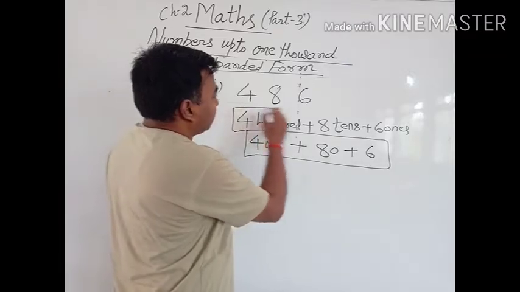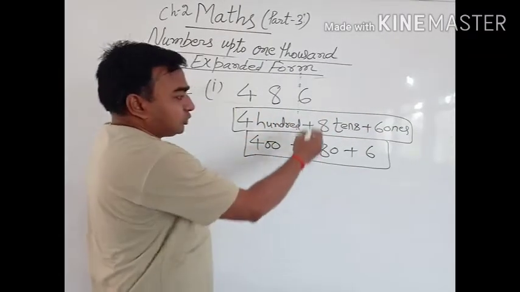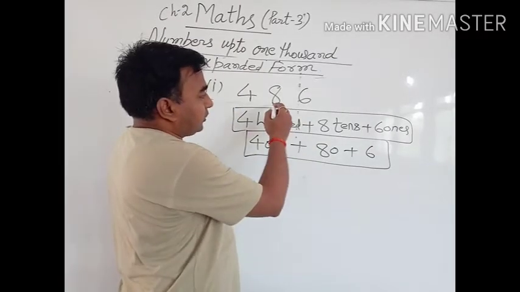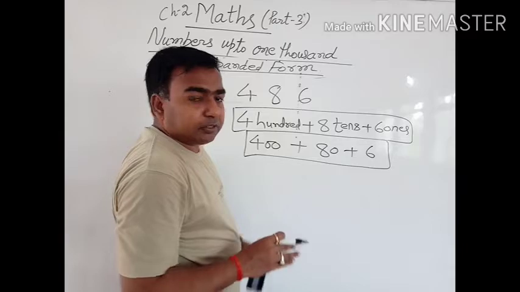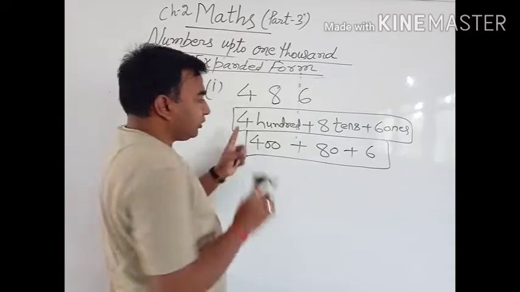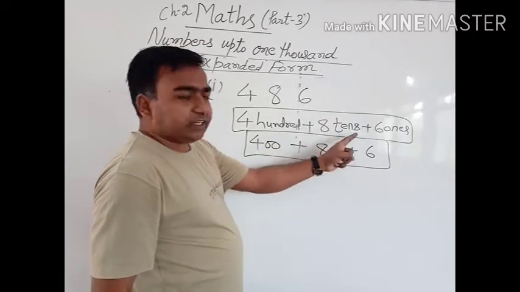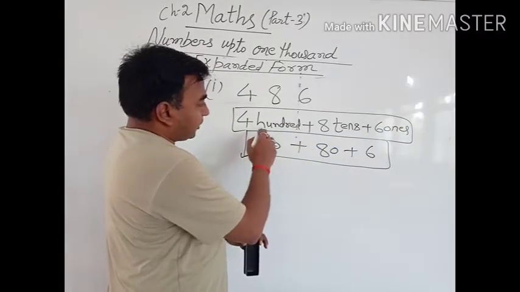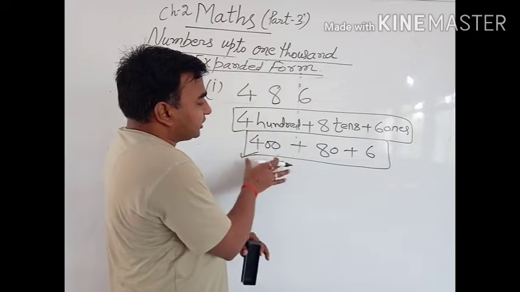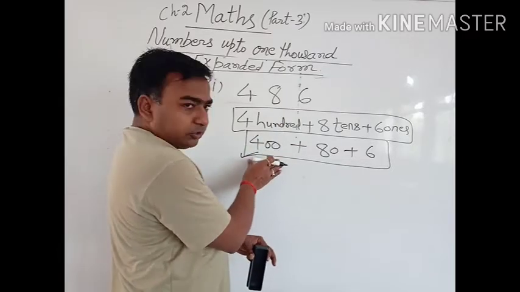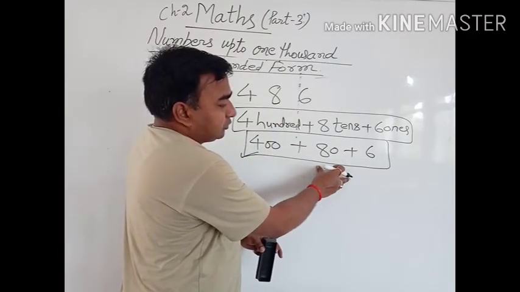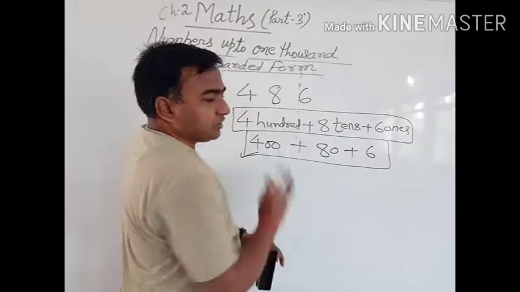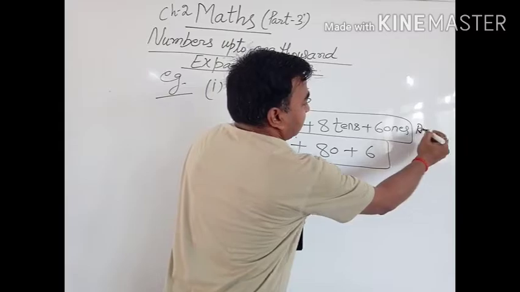This is the first method. So we can write the expanded form of the given number in two different ways. Okay. 400, 8 tens, 6 ones. How can we write this 400 in digits? 400 plus 80 plus 6. Okay. So this is the answer.